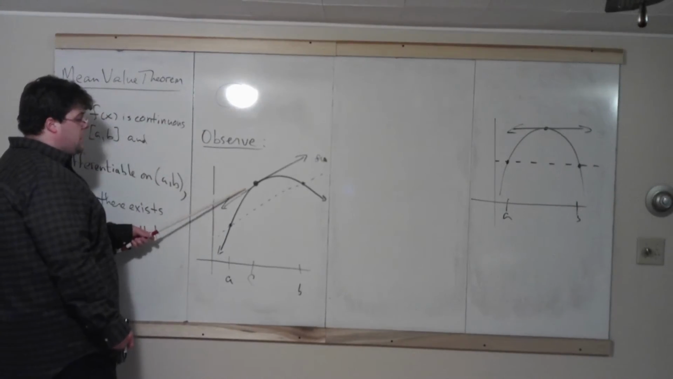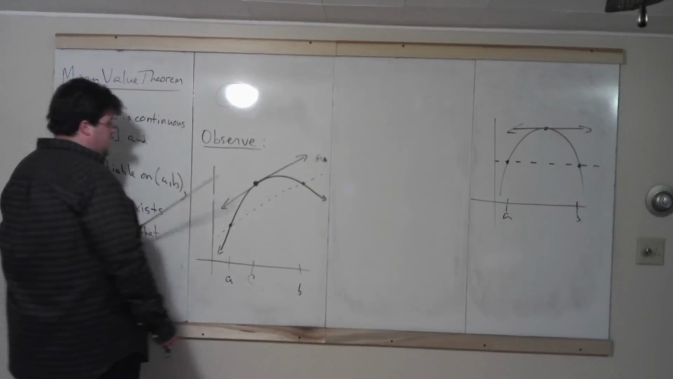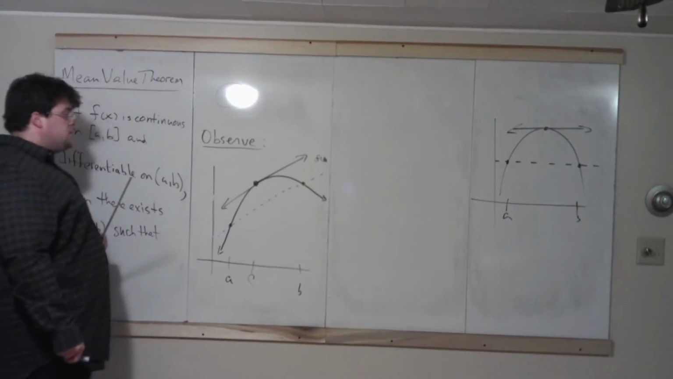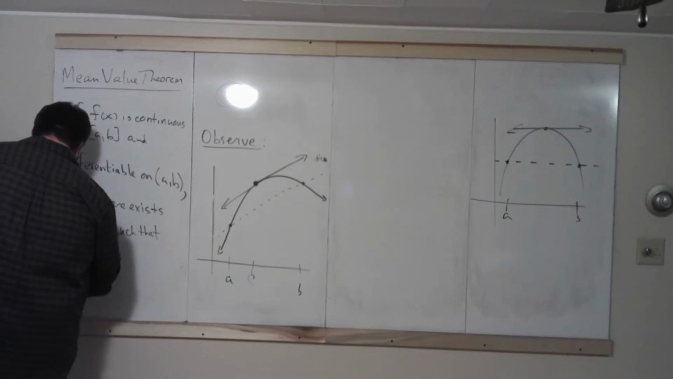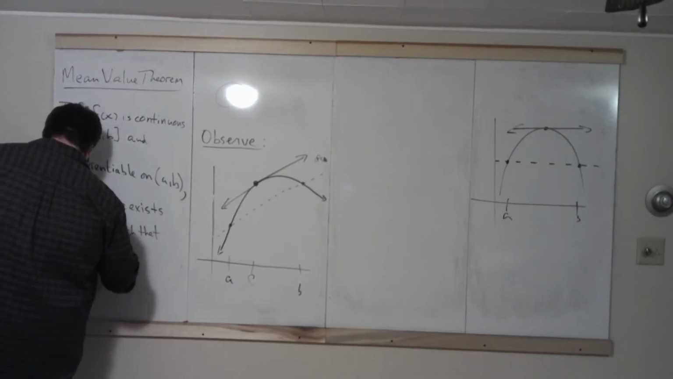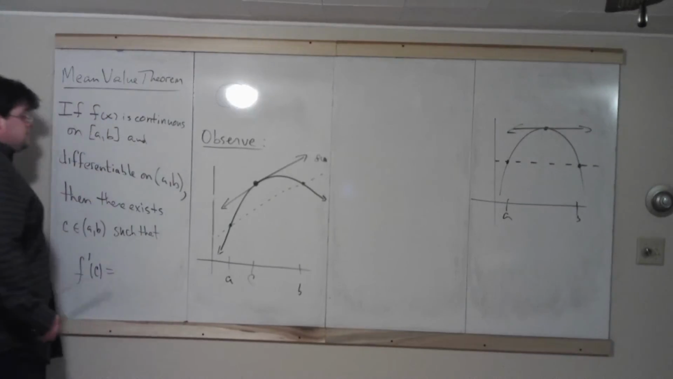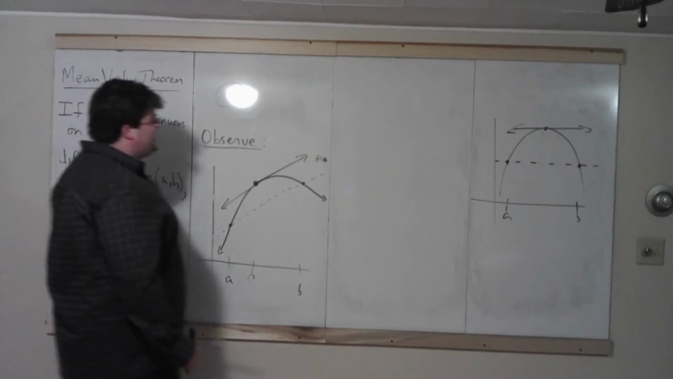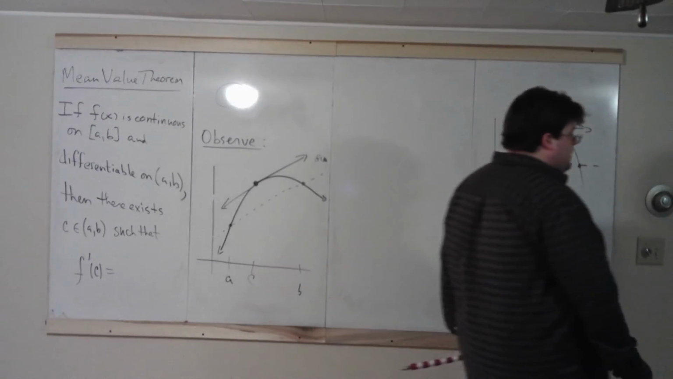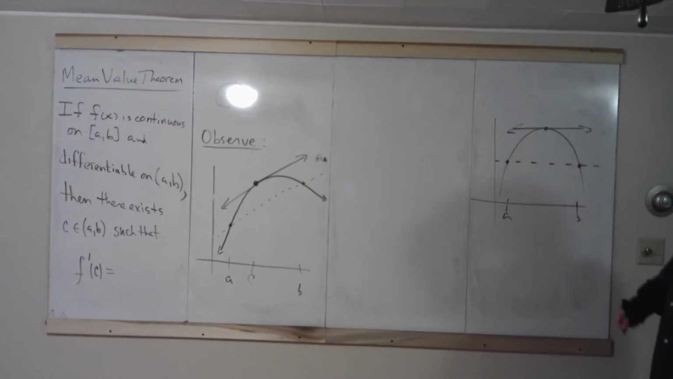What's the slope of this line? The non-dotted line. Well, it's tangent to that curve at C, so the slope is f prime of C. What is the slope of the other line, the dotted line? Well, in this case, for Rolle's theorem, they're on a horizontal line, so we just said the slope is 0.